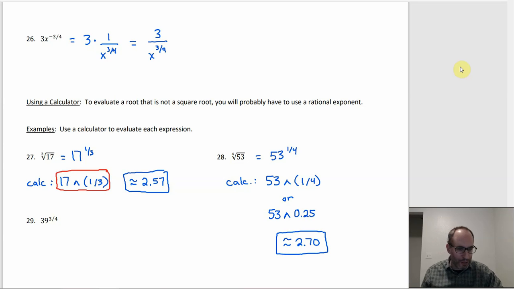And then the 39 to the 3/4. This is one where even if you have a root button, you might want to just use the rational exponent. I think you would. And just to say, well, then this will be 39 raised to the power of 3/4 and put the 3/4 in parentheses like that, or 39 raised to the power of 0.75 if you want to write the 3/4 as a decimal. Either way should work, and what you get roughly is 15.61 to two places.